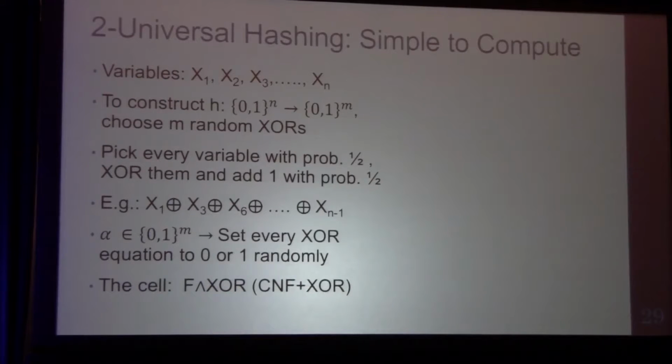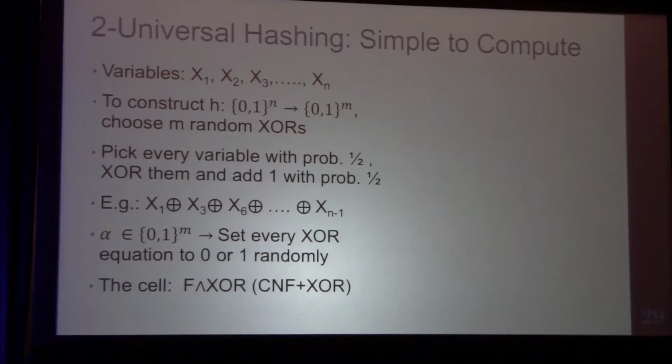Is it good enough? It turns out that if I have R as low as 2, so 2-universal hashing, there's a very simple class of hash functions which satisfy this property of universal hashing, and they also give us fairly nice properties as far as our requirements are concerned. So what is this class of hash functions?